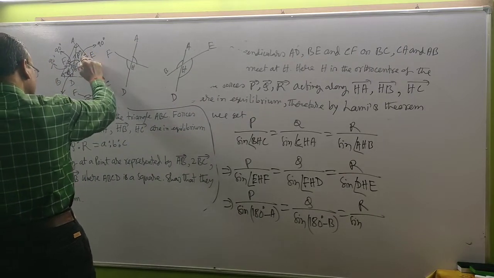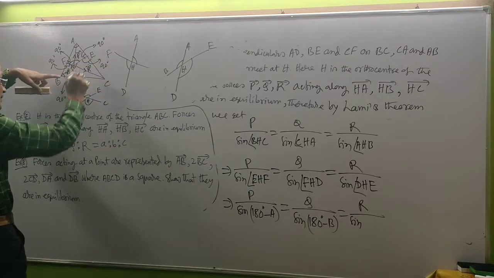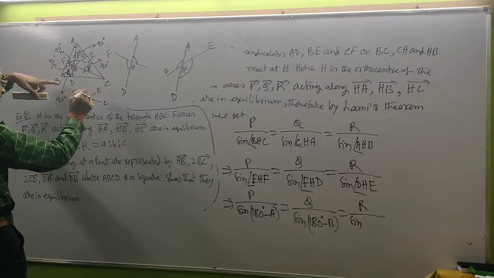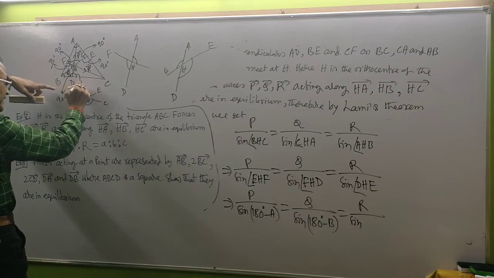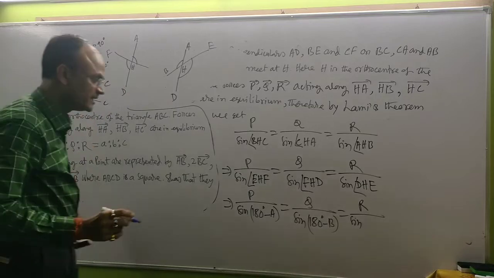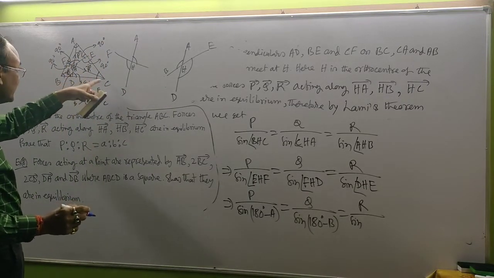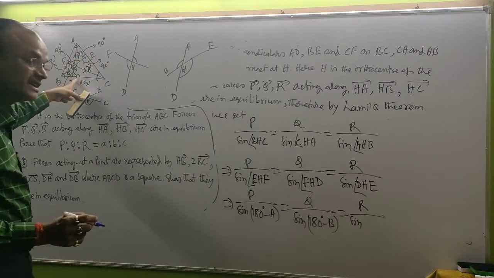DHE should be equal to... this angle is 90 degree. You see, this is 90 degree because it is perpendicular. This is 90 degree. This angle is also 90 degree. Consequently, what is this? Equal to 180 degree minus C, because CEHD is a quadrilateral.